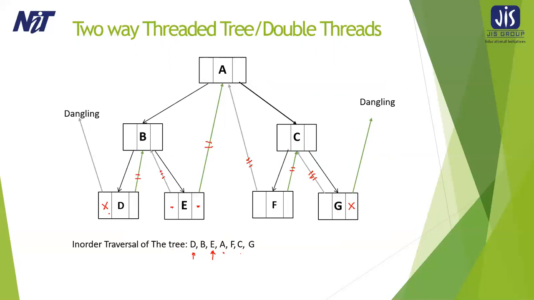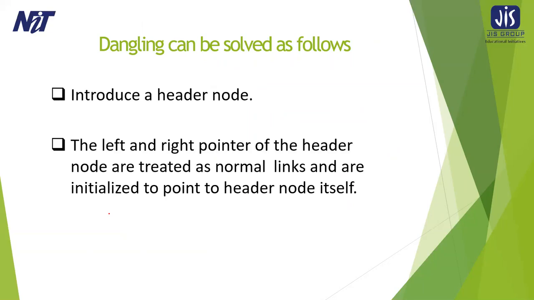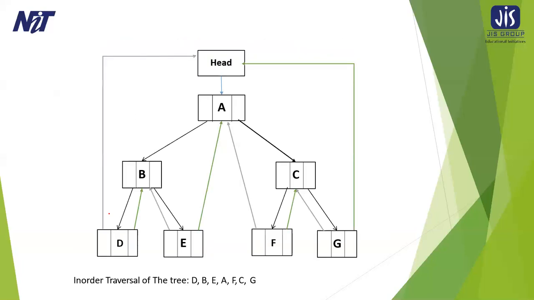So now this dangling we can also overcome. We can solve this by introducing a header node, and the left and right pointers of the header node are threads as normal links and are initialized to point to the header node itself. Now look at the picture. Here these two null pointers are linked with this header node. So in this way we can replace all the null pointers using some threads.